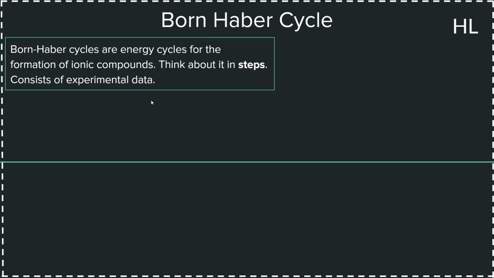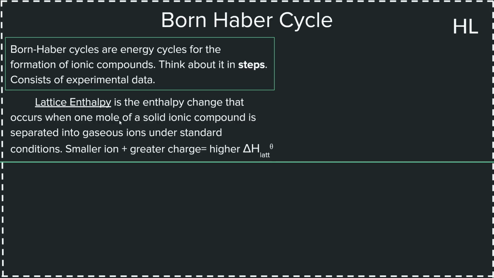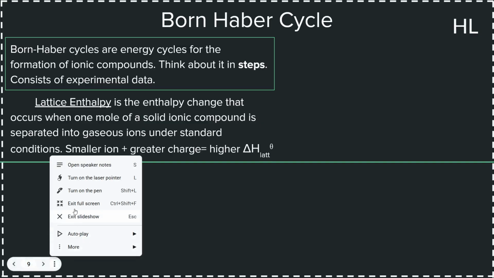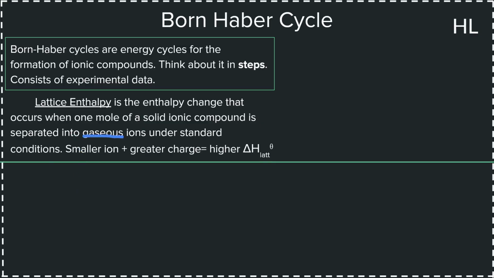So your Born-Haber cycles are energy cycles for the formation of ionic compounds. So it's important to think about them in steps, and these consist of experimental data. Lattice enthalpy is the enthalpy change that occurs when 1 mole of a solid ionic compound is separated into gaseous ions under standard conditions. Gaseous ions. Remember your terminology because it can very easily mess you up.